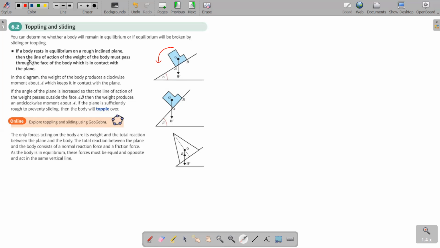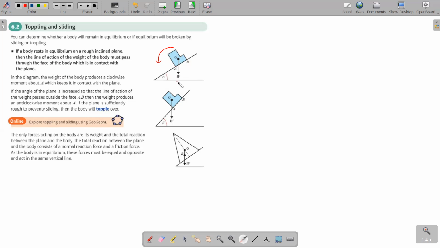Okay. So they say here, if a body rests in equilibrium on a rough inclined plane, obviously it should be rough, right, in order to be in equilibrium, then the line of action of the weight of the body must pass through the face of the body which is in contact with the plane. Right, guys? That's a really important thing. I think that this concept was discussed in M2 as well.